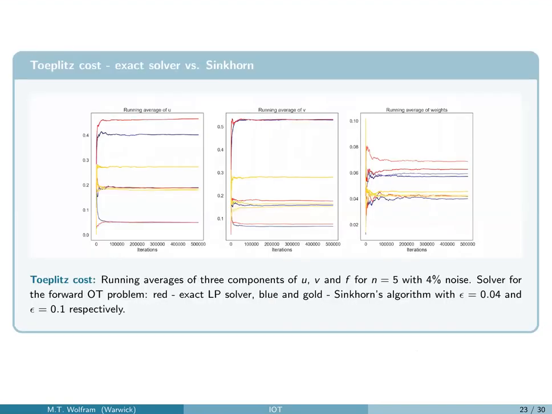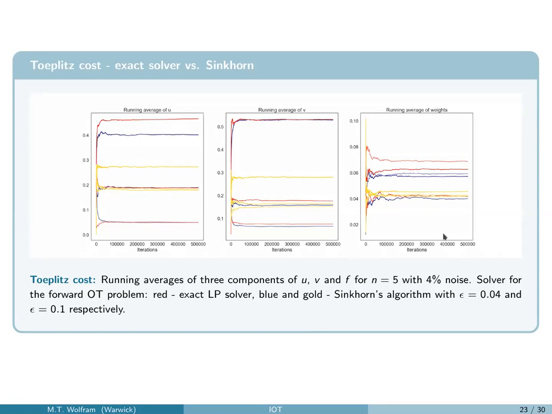Okay, but one thing that was interesting for us, or where we were wondering, is that in this first example, since n was equal to 4, I could just use a straightforward linear program or a simplex algorithm to solve the OT problem. This is not computationally costly, but we were interested in how this behavior changes if, instead of using the exact solver, I use Sinkhorn. Here you see 3 colors, red, blue, and gold. The red is just the exact linear program, while blue and gold correspond to Sinkhorn.